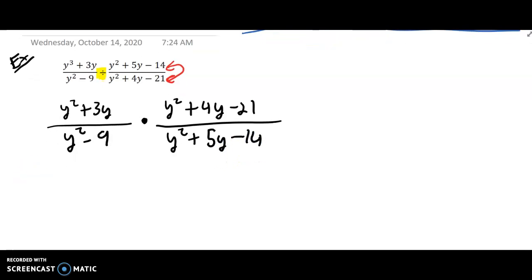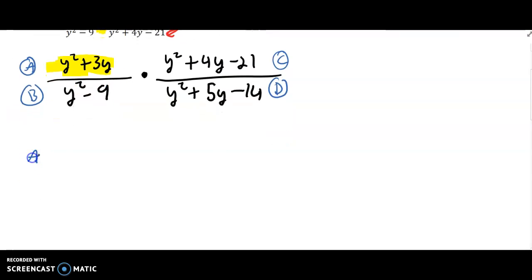Okay, let's label these A, B, C, D. Okay, we'll make this first A yellow. Great. So for A, I have y squared plus 3y. We can factor out a common y and get y times y plus 3. And that's it, actually, for part A. Great. Let's look at part B.